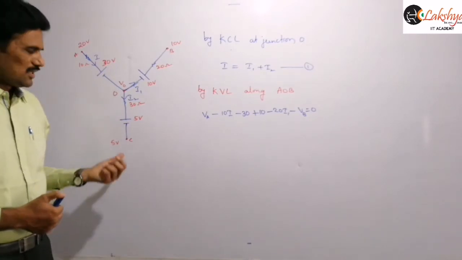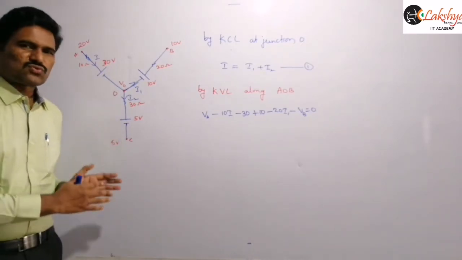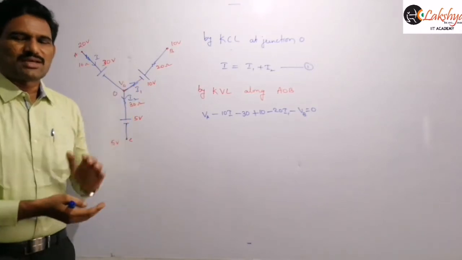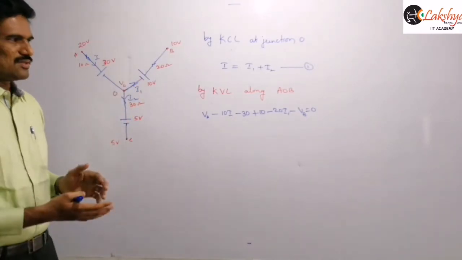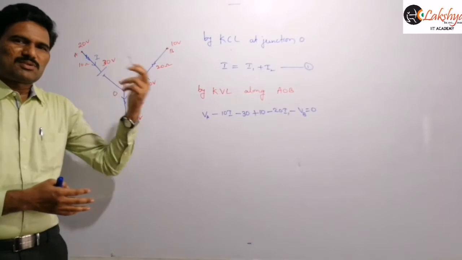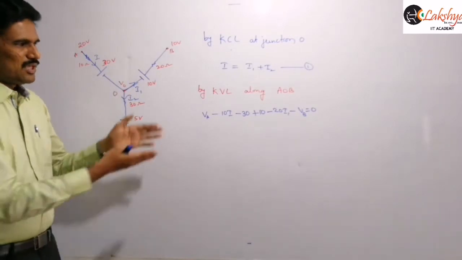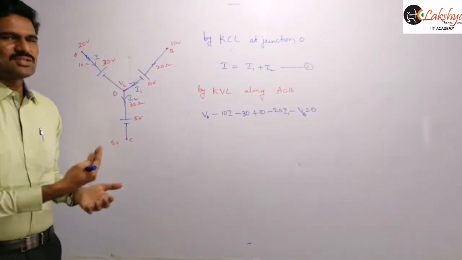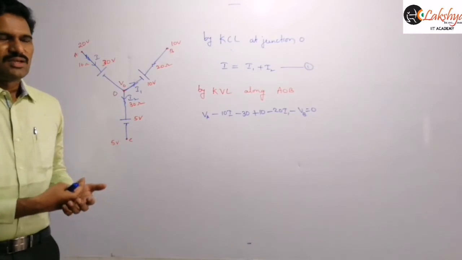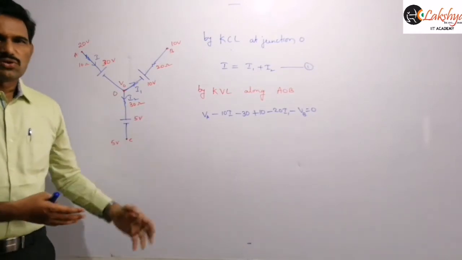Then you will get the I2 value. Then you can substitute I1, I2, I3 in that equation. So like that also we can solve. That is your choice. If you are solving like that, then it will be similar to our previous problem. If you are solving like this, then you will get equations in terms of I1, I2, I3 and I, and then we need to solve those equations.